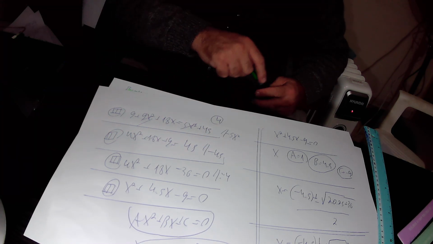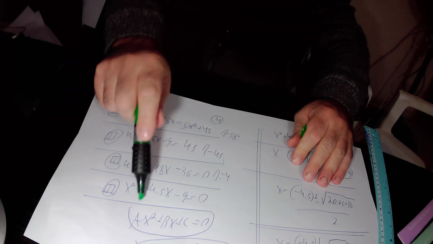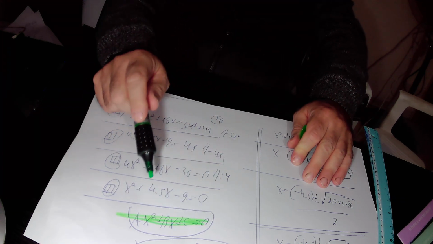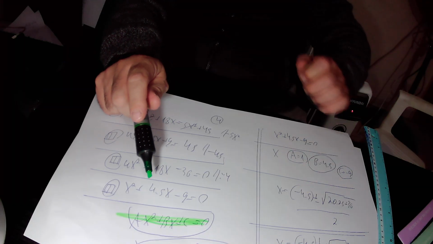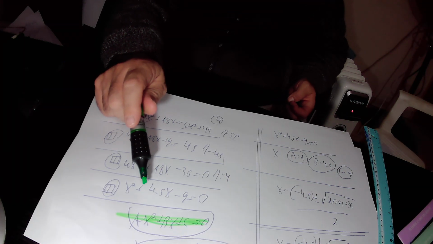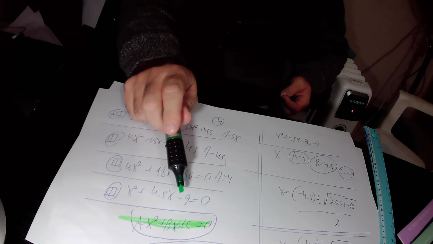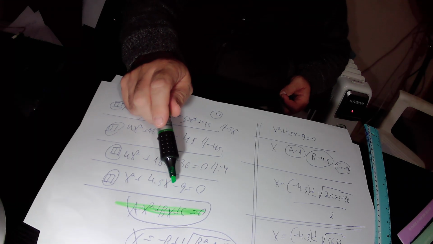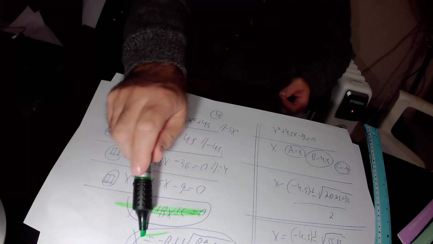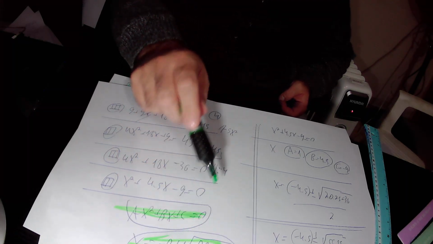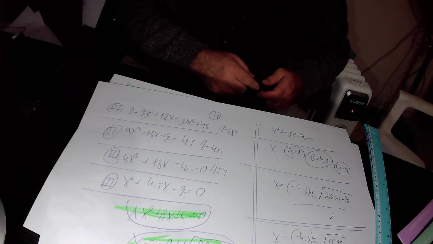So this is a quadratic equation, and the general form of a quadratic equation is ax squared plus bx plus c equals 0. In this general form, a, b, and c are the coefficients of the quadratic equation, and x is the variable that we are looking for. We find the value of x according to the formula: x equals minus b plus minus square root of b squared minus 4 times a times c.